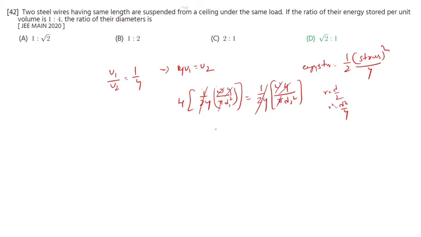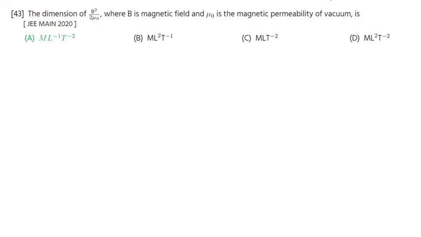So what will we get? Whole square, no? Stress square we are having. So that is 4 is equal to d1 by d2 whole power 4. So d1 by d2 is equal to, we can write it as root 2 by 1. That is option D.